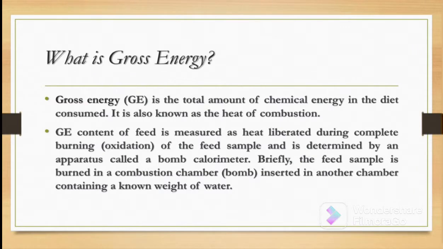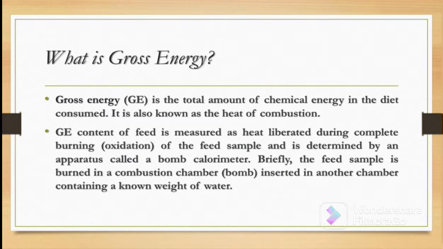Now let's move on to the different terminologies in bioenergy. So first is gross energy. What is gross energy? Gross energy, or GE, is the total amount of chemical energy in the diet consumed. It is also known as the heat of combustion. GE content of feed is measured as the heat liberated during complete burning or oxidation of the feed sample and is determined by an apparatus called a bomb calorimeter.